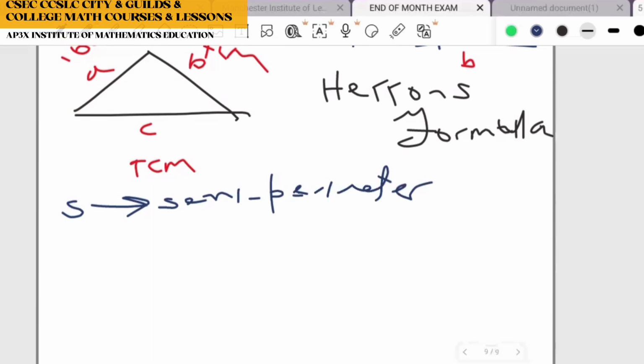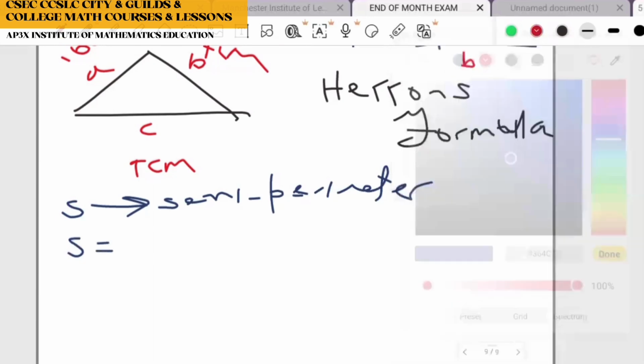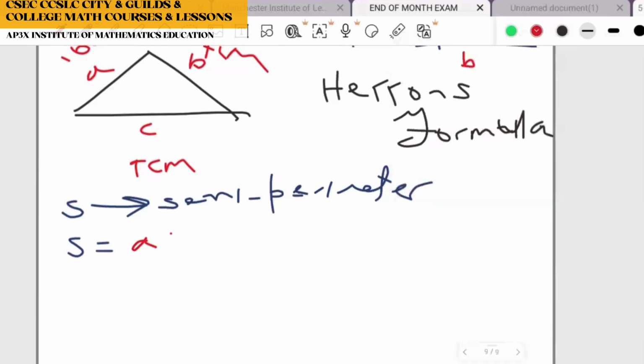So if I have a shape with all its sides, and let's say that the sides are named A, B, and C, then I can safely say that S is equal to this side A plus this side B plus this side C, divided by 2. So the division by 2 is because it's the semi, and the A plus B plus C is because it's the perimeter. So the semi-perimeter is the sum of all the sides divided by 2. Now you have to obtain that value first before you can proceed to finding the area of the triangle.